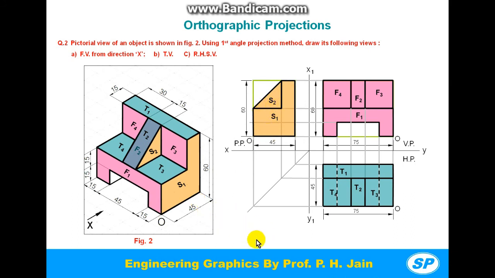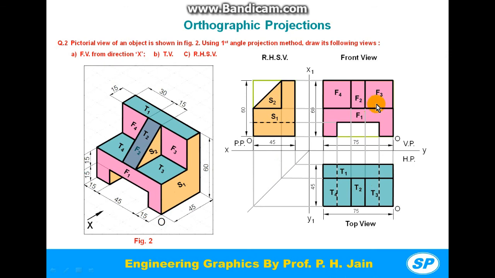Now see, from right hand side we cannot see these two edges again. So to draw those two edges, with the reference of this corner taken from front view, draw the dotted line to indicate that these are the two hidden edges. Now this is the complete right hand side view of this object.